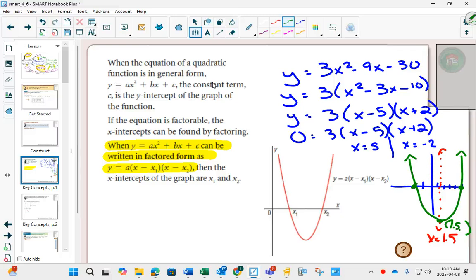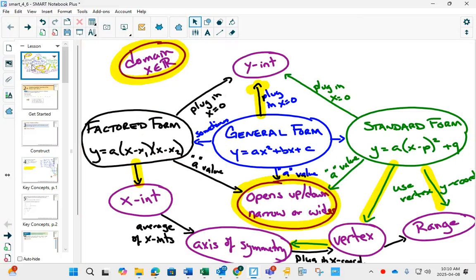So if we look at the diagram that I showed you at the beginning, we now have from our general form, sometimes, not always, but sometimes we can write it in factored form. If you have it in factored form, you can find your x-intercept. If you have your x-intercept, the average of your x-intercepts finds your axis of symmetry. Then you could find your vertex by plugging in that x-coordinate. So now we have a new way to find our vertex.